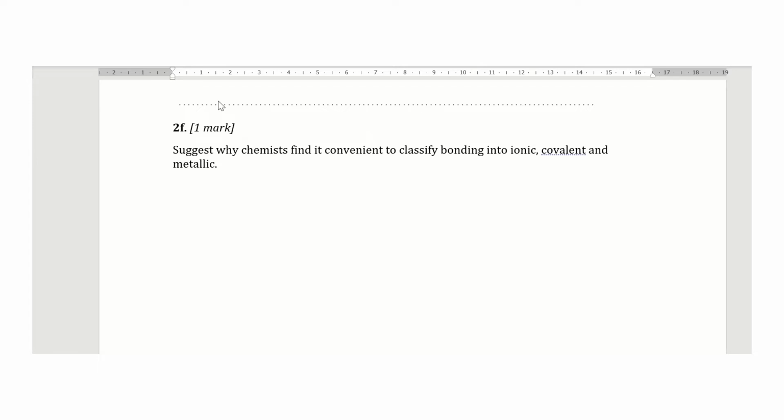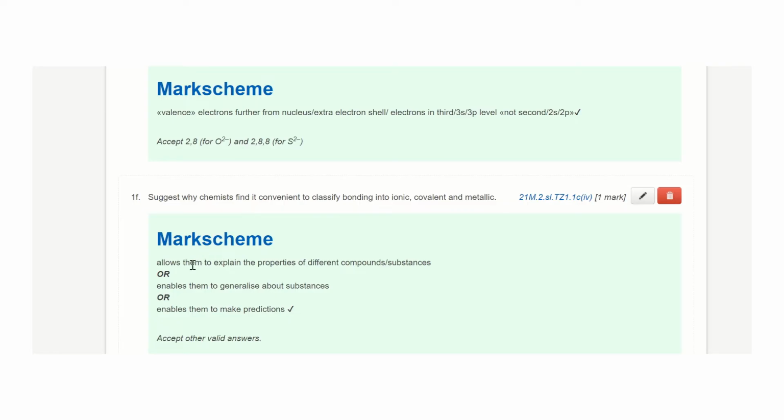For me, it's like making predictions or generalization, which is exactly what they tell you: that you can allow them to explain the properties of different compounds or substances, enables you to generalize about substances, or enables you to make predictions. And you see here that they will accept any common sense answer. But to be on the safe side, you go back to the main reason why we as humans like to classify things, which is to basically get a better understanding of things and to generalize.